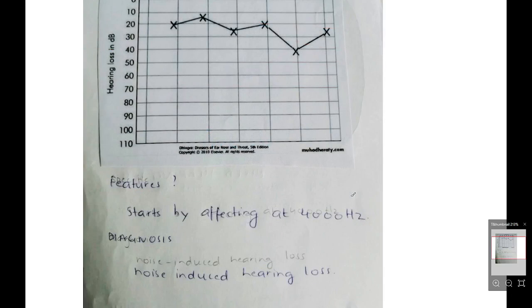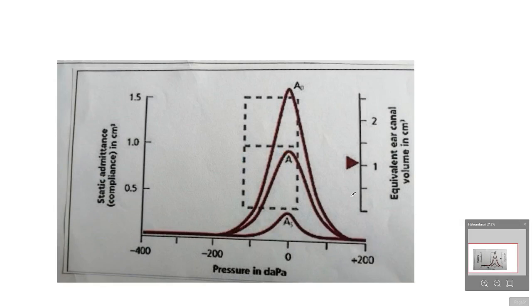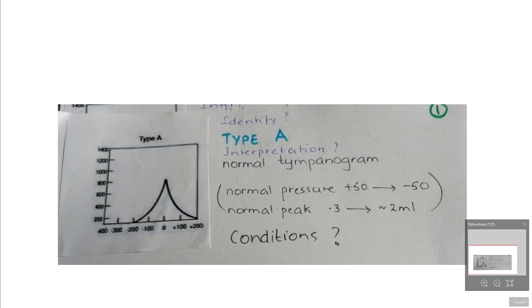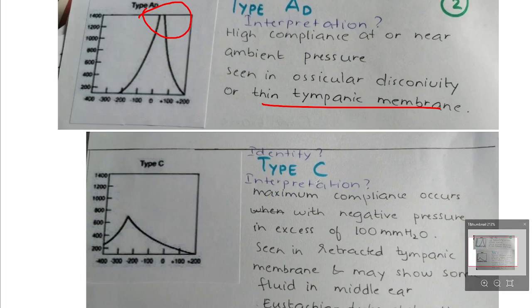Okay, this is the audiogram. No, yes, this one. See, this is a normal, this is a stiff, and this is a D, okay, discontinuity. This is the type A normal, it should be from 3 to 1.5, not 2. Okay, this is type AD, discontinuity, or a thin or lax tympanic membrane.